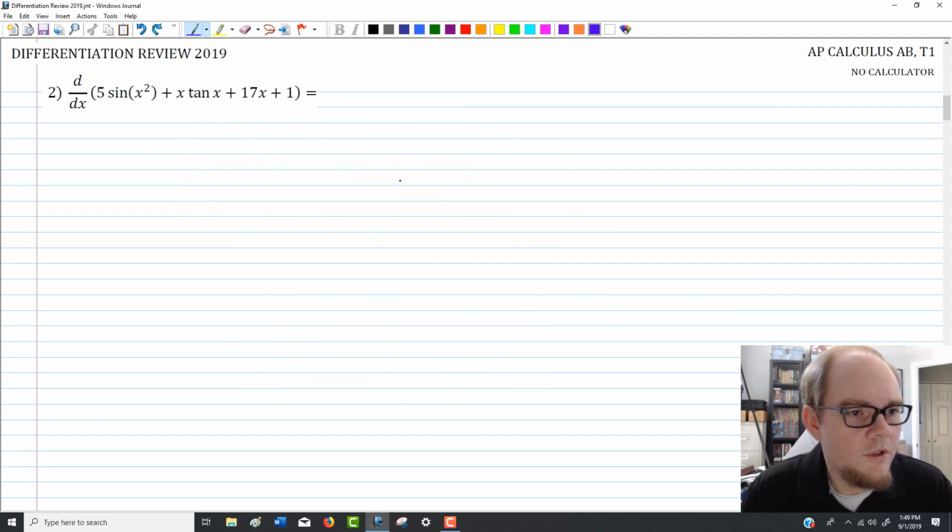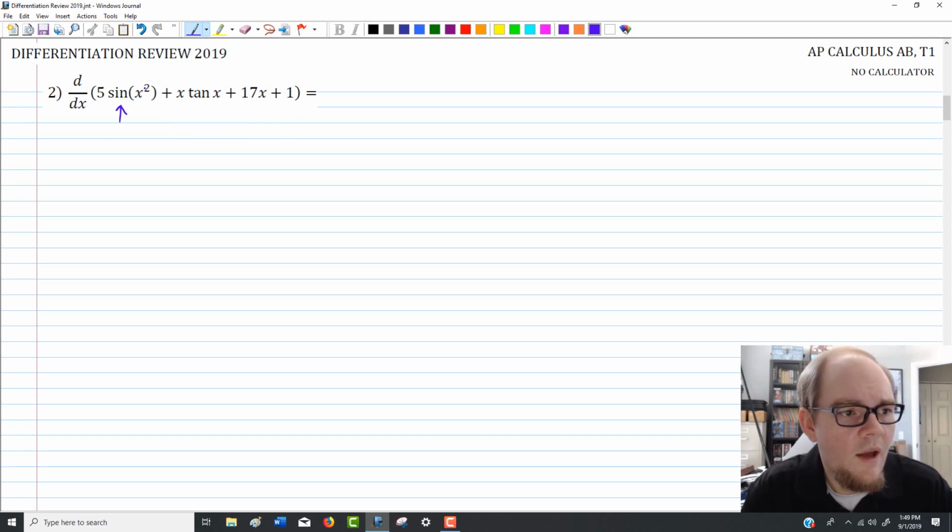Okay, number two. Number 2 features a little bit of everything in here, throws a little bit of stuff at you. So it asks you to compute the derivative with respect to x of 4 different terms, 2 of which are very simple, because one is linear and one is a constant, but the other 2 of which are going to require some separate rules.